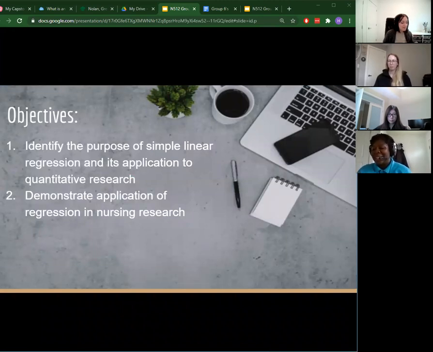Our objectives today are to identify the purpose of simple linear regression and its application to quantitative research, and 2, to demonstrate the application of regression in nursing research.